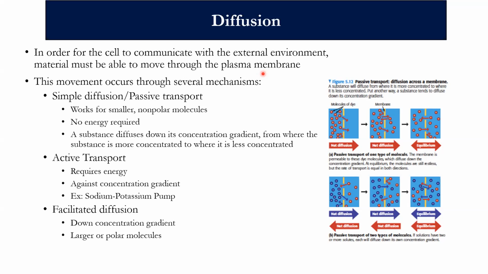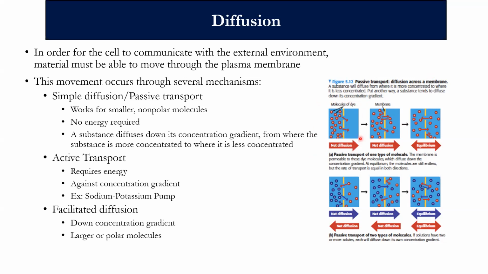The movement across the cell membrane or plasma membrane could occur through several mechanisms. In this image here, I show passive transport. Passive transport, or simple diffusion, works great for smaller nonpolar molecules. No energy is required, and a substance diffuses down its concentration gradient, from where the substance is more concentrated to where it is less concentrated.